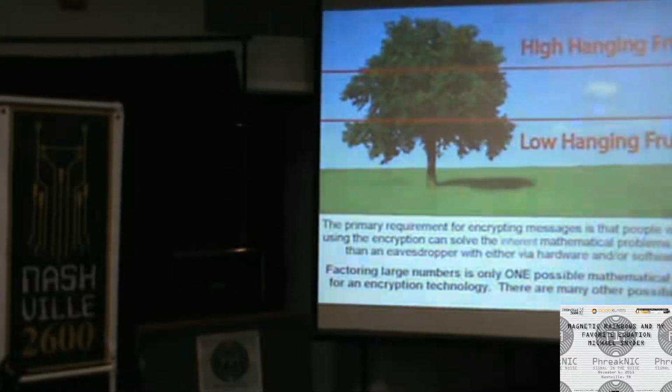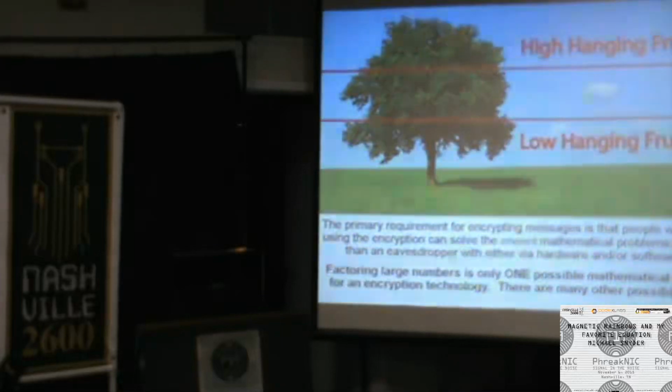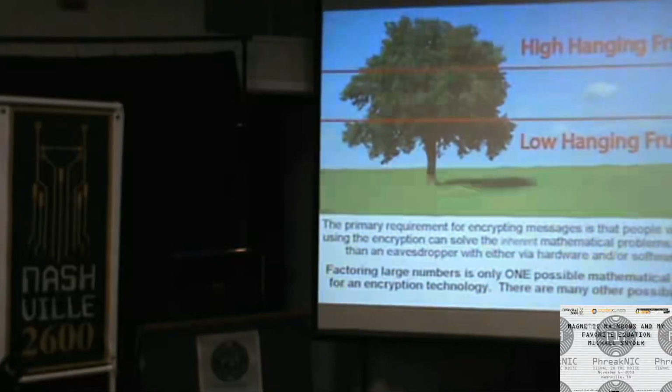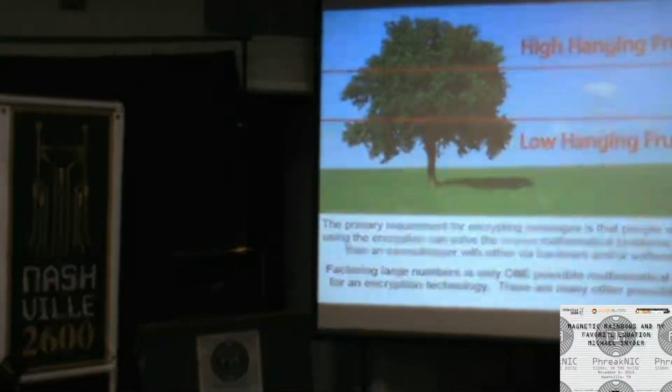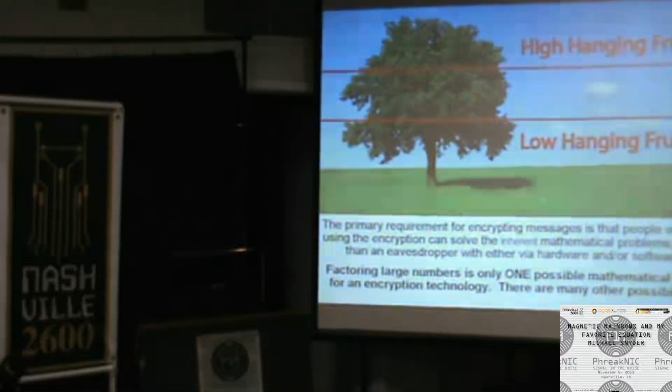Now, the most common encryption is based on factoring large numbers. And we see this a lot in public key encryption. Now, there's nothing wrong with factoring large numbers. What I'm pointing out is there are many other ways of doing this. We're just solving one mathematical problem. There's a whole list of mathematical problems we could be solving instead of just factoring large numbers. So to me, factoring large numbers is just the low-hanging fruit. There are many other choices. Next slide.